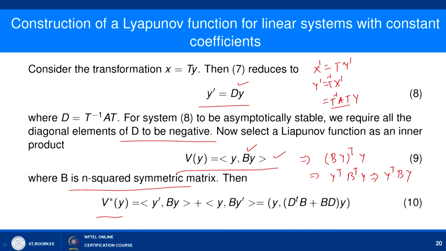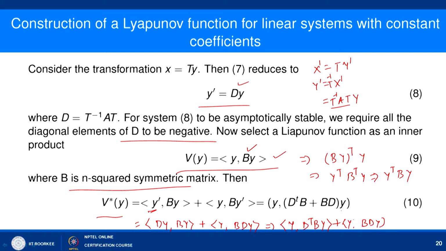Now, look at the V star of y. So, V star of y is the inner product of y dash with By plus the inner product of y with By dash. So, we can write this as y dash transpose B y plus y transpose B y dash here, because we are just assuming y dash equal to Dy. So, this is Dy, plus y B Dy here. So, it is y transpose D transpose B y plus y transpose B D y.